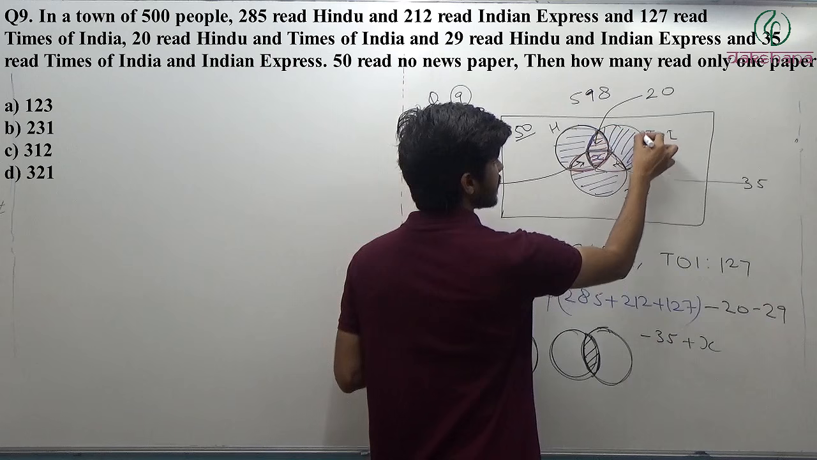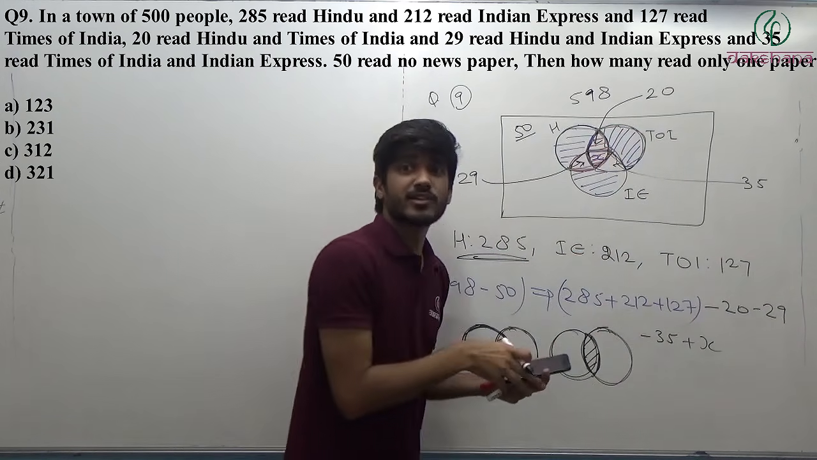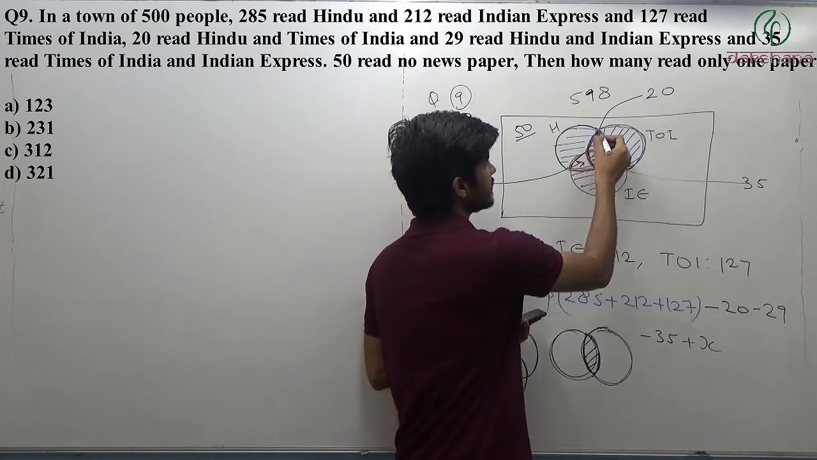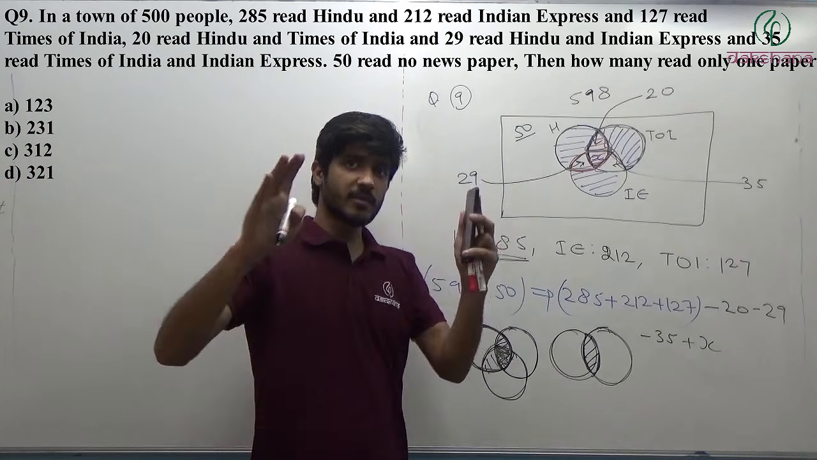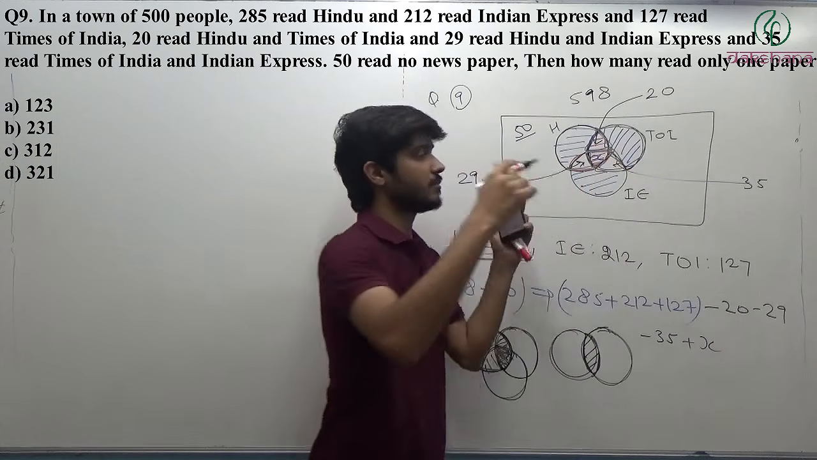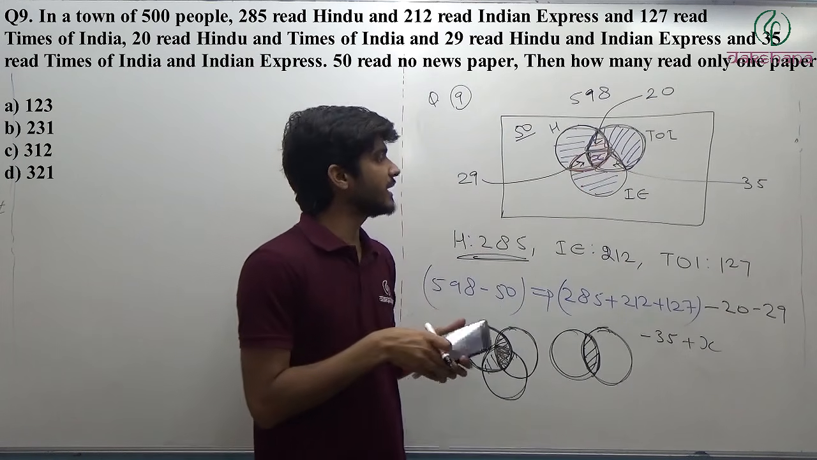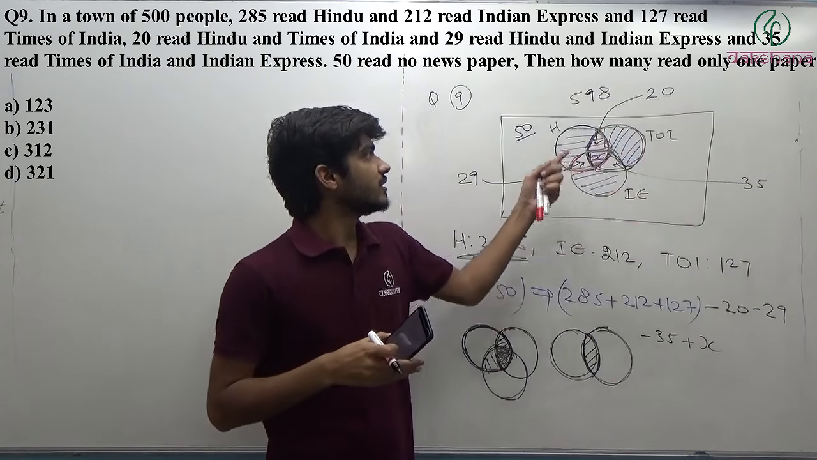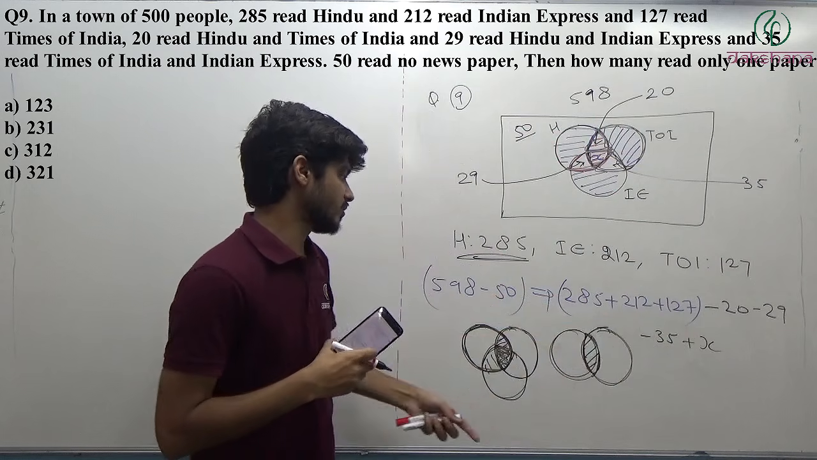So this guy reading only Times of India would be total people reading Times of India 127 minus these guys. It means 127 minus 20 minus X, right? 20 minus X is in the bracket, and then minus X, and then these guys minus 35 minus X. So that would be people reading exactly TOI, and then similarly you can go about it, but essentially you will end up having this equation only.